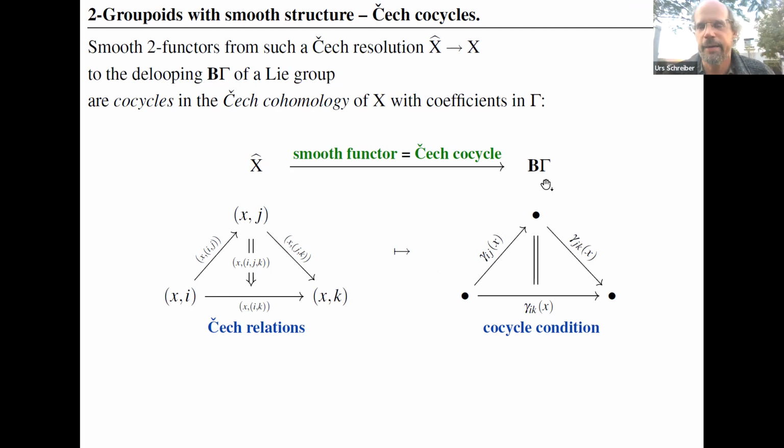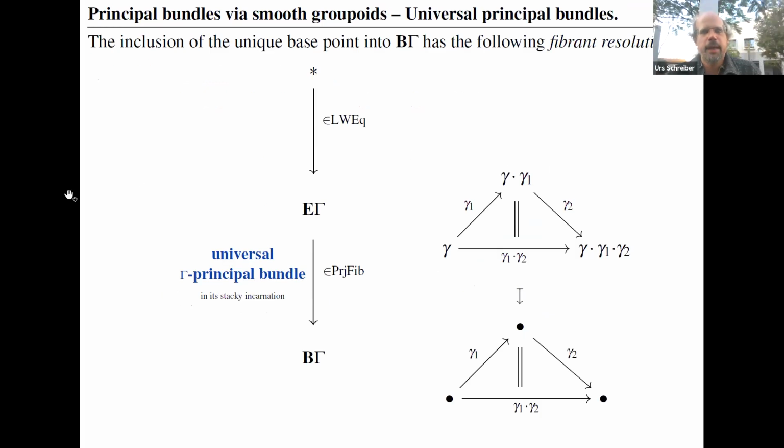And you see already where we're headed here, of course. Czech co-cycles are one way of encoding principal bundles. So let's see how that works. Here's another way to see a resolution, which is also simple, almost trivial, or it is trivial in itself, but is of key importance for this whole theory.